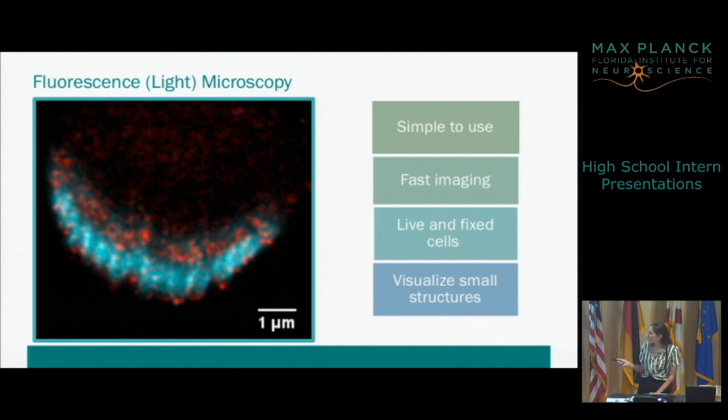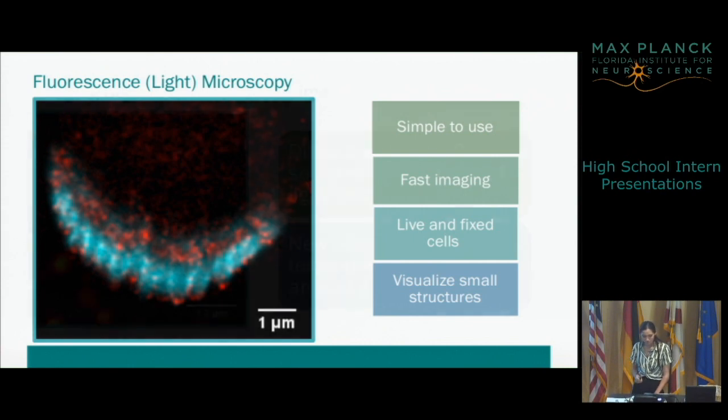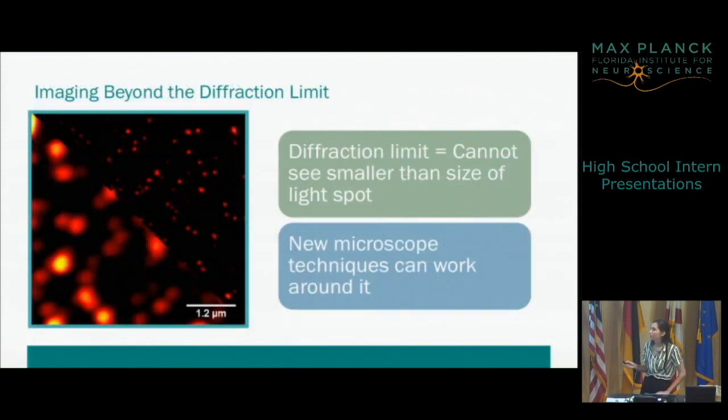As I said before, we're able to visualize small structures, but there is a limit. This is our diffraction limit. It works with our magic number, 200 nanometers. Now, what does this mean?